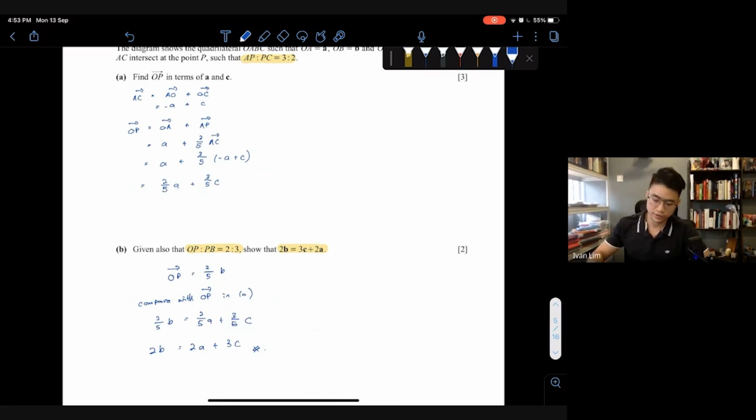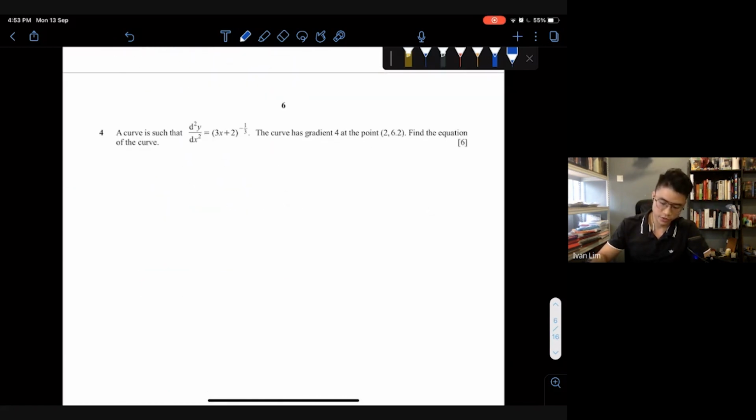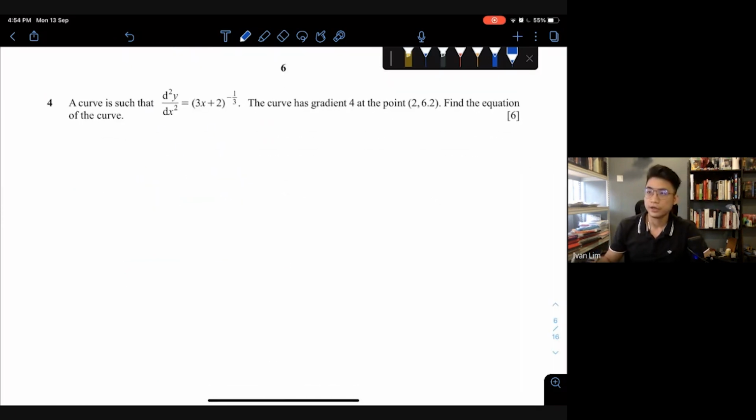Okay, let's move on. Question 4. A curve is such that d square y over dx square equals (3x plus 2) to the power of negative 1 over 3. The curve has gradient 4 at point (2, 6.2). Find the equation of the curve. So we want to find what y is.